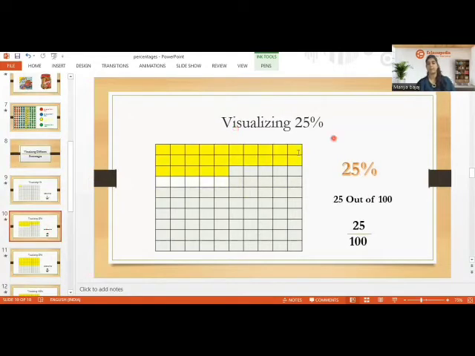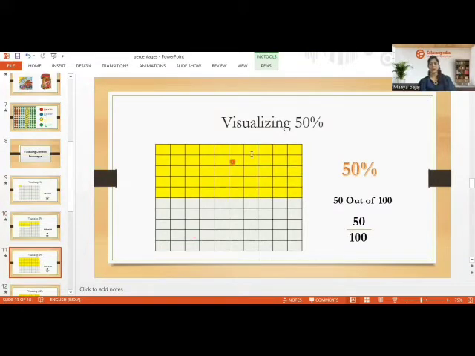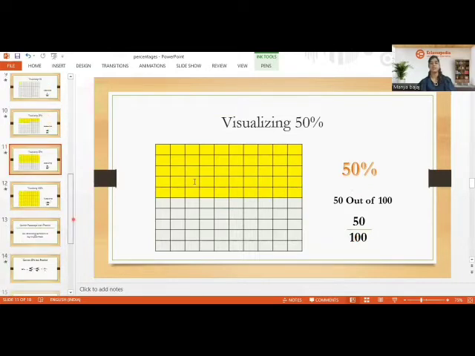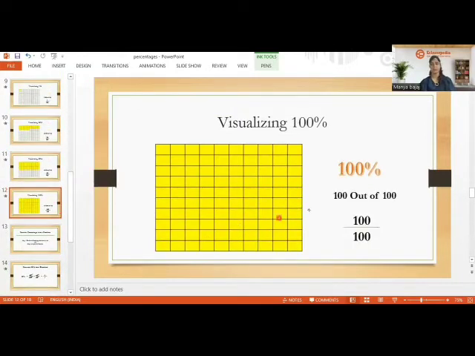Visualizing 25%. Now in this one, 25 boxes are yellow, so 25 out of 100, that means 25% is yellow. Similarly, in this one, 50 boxes are yellow out of 100, that means 50 upon 100, which is 50 percent. Similarly, if 100 out of 100 are yellow, that means 100 upon 100, which is 100 percent.